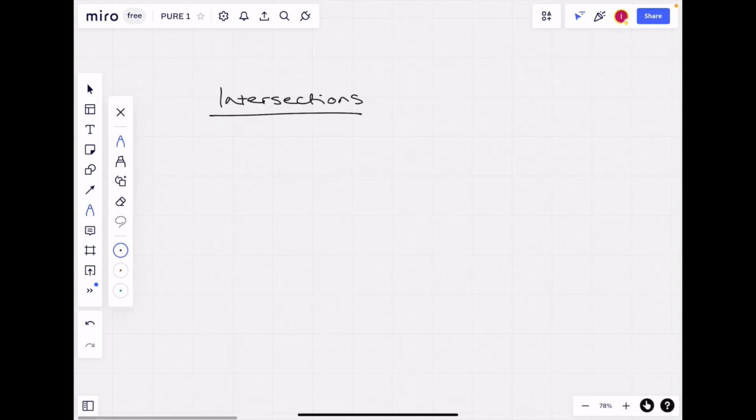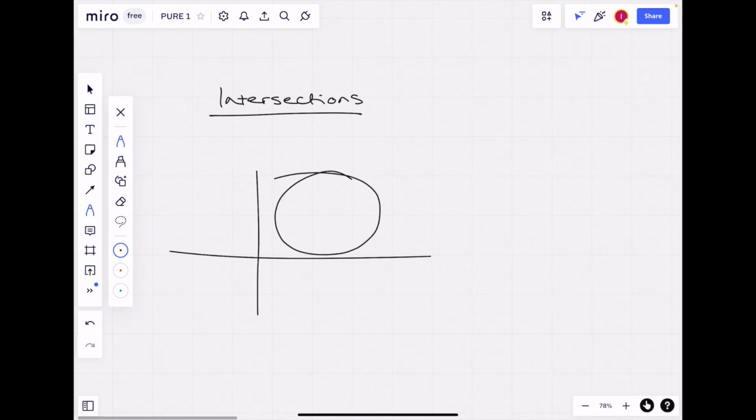When you have a circle on a graph and you have a straight line, that straight line can intersect the graph at two separate points. It can just touch at one point, like a tangent, or it can not touch at all.